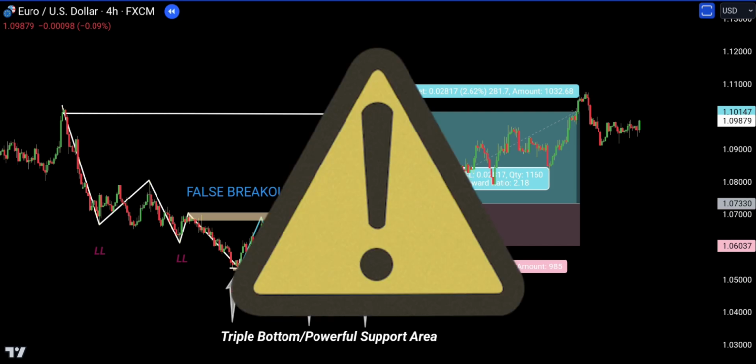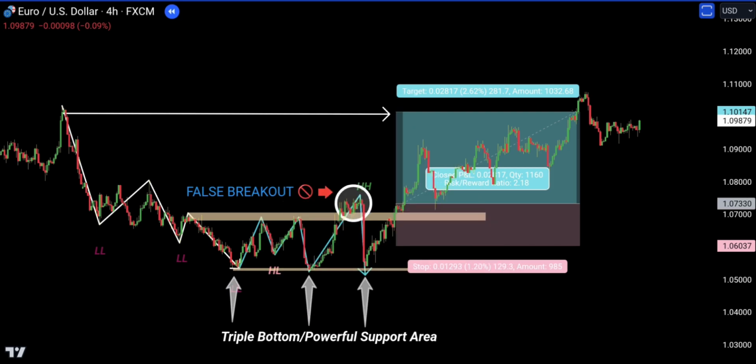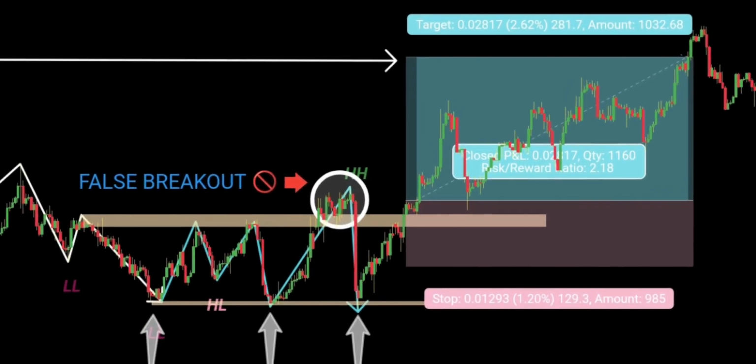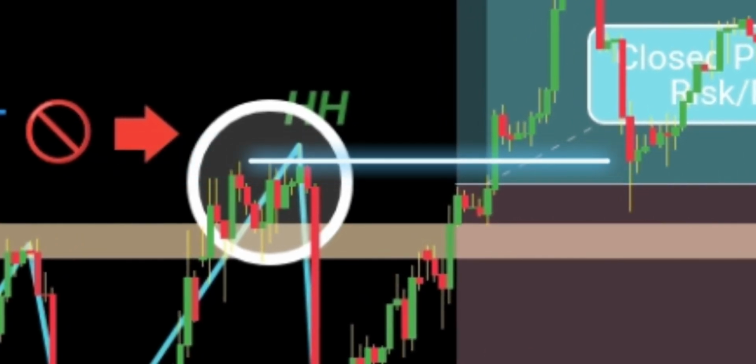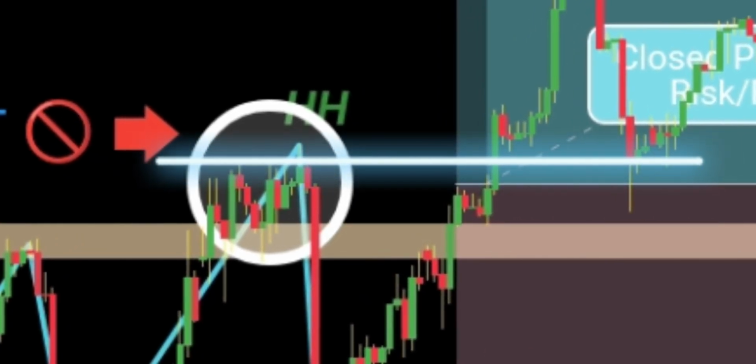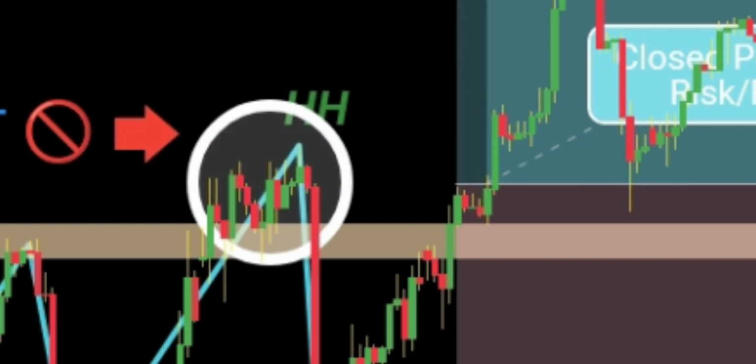So, how can we protect ourselves from this situation? This is why, in each of my videos, I advise drawing an additional resistance or support line along with a valid pullback that occurs after a breakout. If this additional support or resistance line is also broken, it strengthens the indication that the trend has reversed.